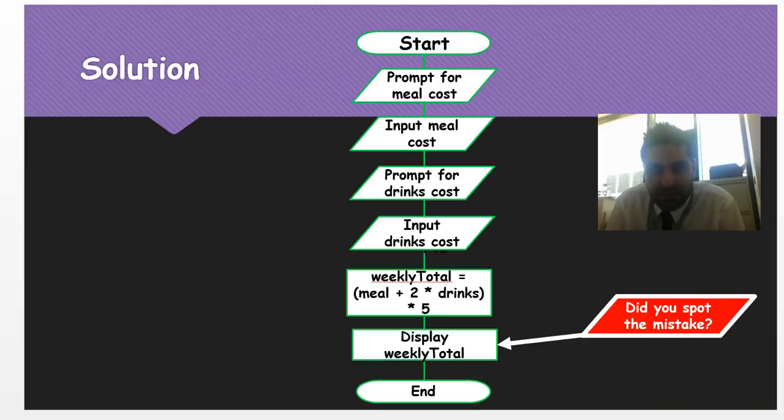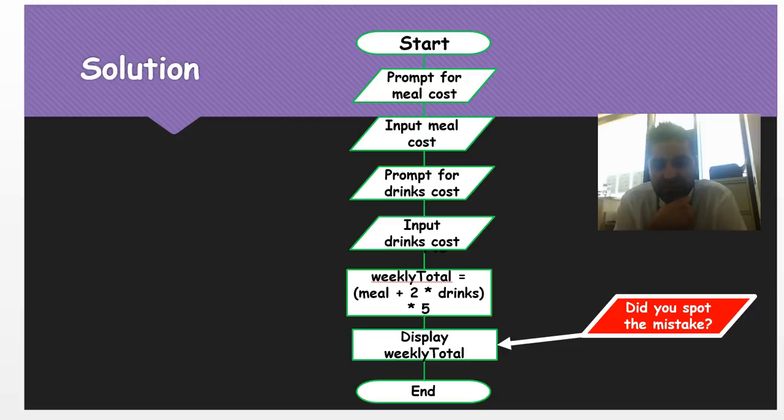So here is the solution. We start the flowchart off firstly by prompting for the meal cost, which is an input. Then we input the meal cost, prompt for the drinks cost, input for the drinks cost, and then we calculate using the process box, where the weekly total, which is the variable, equals meal plus 2 times drinks, and then times it all by 5. And then we've got display weekly total.